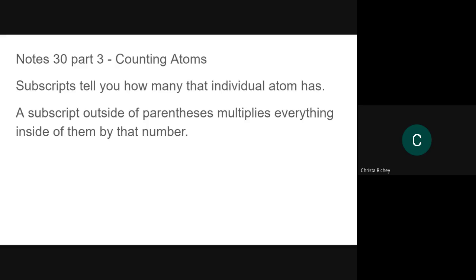So like if I did, I really shouldn't have picked green. Let's see, I have a 4. That's really, I need a 3. So this 2 only affects the oxygen and the hydrogen. It does not affect the calcium, but this 4 affects the calcium and the oxygen and the hydrogen.